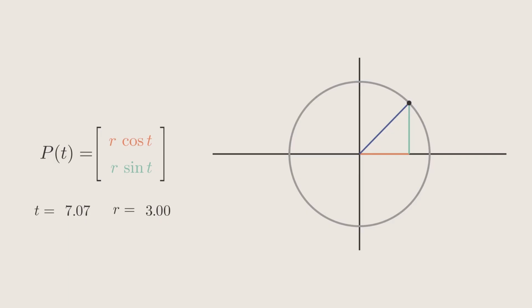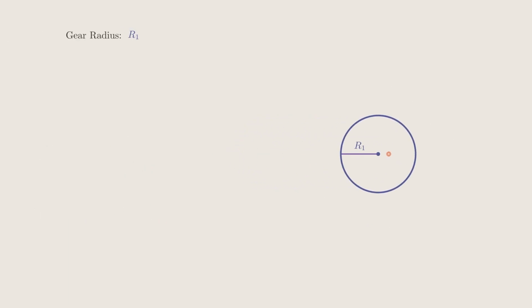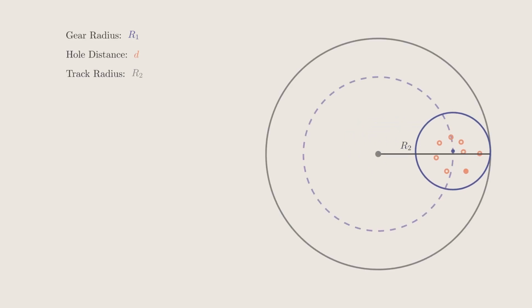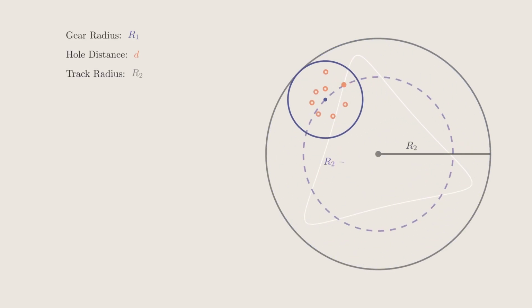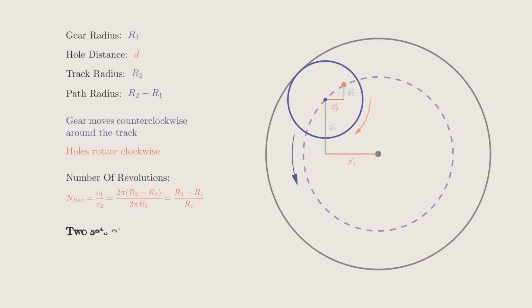With the basic circle figured out, let's take a second to understand what we are trying to model. The Spirograph is a small gear of radius r1, with holes spiraling out from its center at a distance d, that rolls along the inside of a circular track of radius r2. As the gear rolls, it moves counterclockwise around the track at a distance of r2 minus r1, while the holes rotate clockwise around the center of the gear. For every rotation around the track that the gear makes, it rotates on itself some number of times. This ratio is given by the circumference of the path traced by the center of the gear over the circumference of the gear itself. We can model this motion using two sets of vectors.